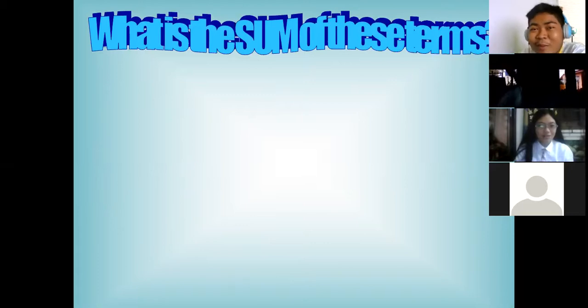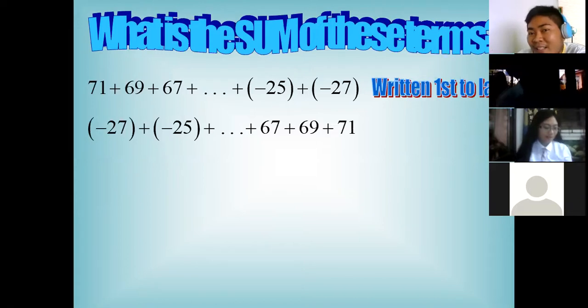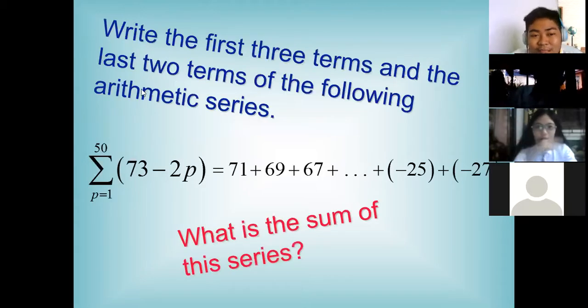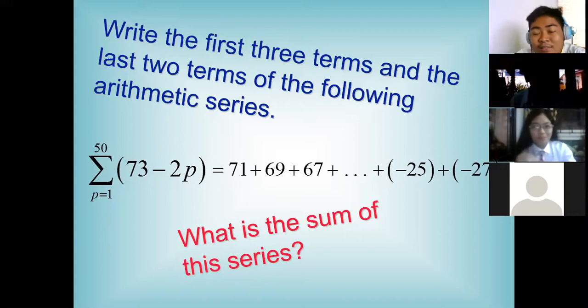Okay, so what is the sum of these terms? So written, we have the first term, first to last. As you can see, what is the sum of these terms? Kasi ang sum of an arithmetic sequence natin is this one. Kapag sinabi natin na series, it is the summation. So, ang symbol natin for summation is this one. Parang letter E, tas letter Z. So, this is the summation.